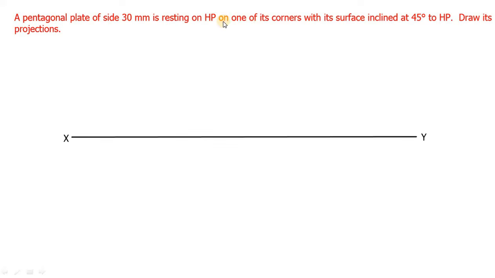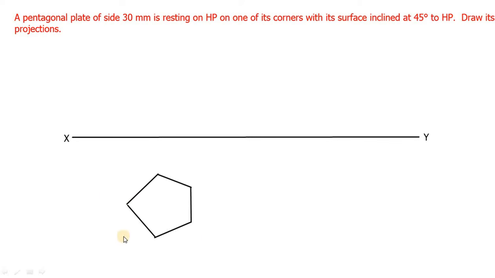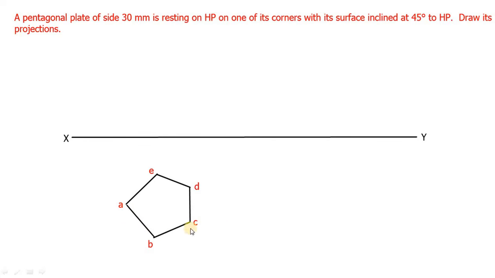Since it is resting on one of its corners, we are going to draw the corner on the left side. If you want, you can keep the corner on the right side also, provided you change the second position diagram accordingly. So see here, I have drawn the pentagon, that is the top view, in which one of the corners is placed on the left side. Let us name these corners A, B, C, D and E. Since it is top view, I have mentioned the names like this.